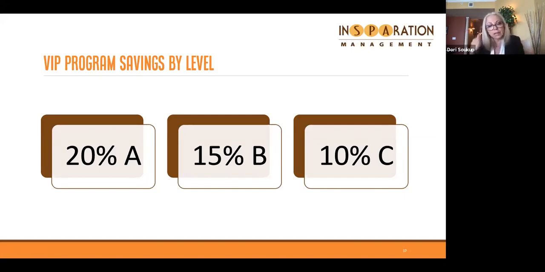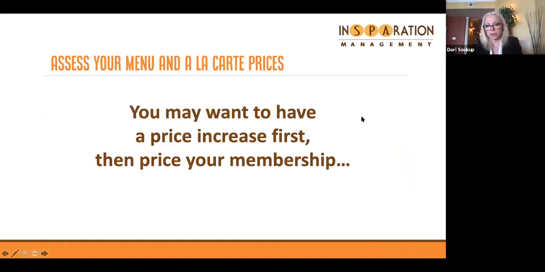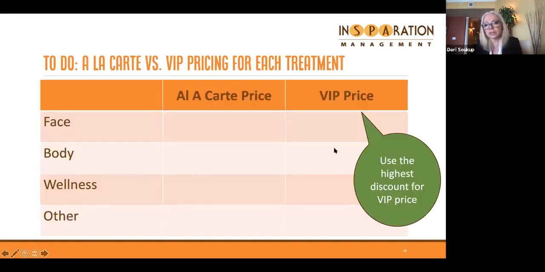So we decide on how much percentage off we're going to give as part of the VIP savings program by level. The more they spend with you, so these would be all the As, because we know they're going to spend a lot more money with us. And then we have the Bs, which are going to be the medium spenders, and then the Cs, which are the lowest amount of spenders. So that's how we're going to base our discounts on those. And this is the next exercise that we need to do, figuring out the a la carte and then the VIP pricing.